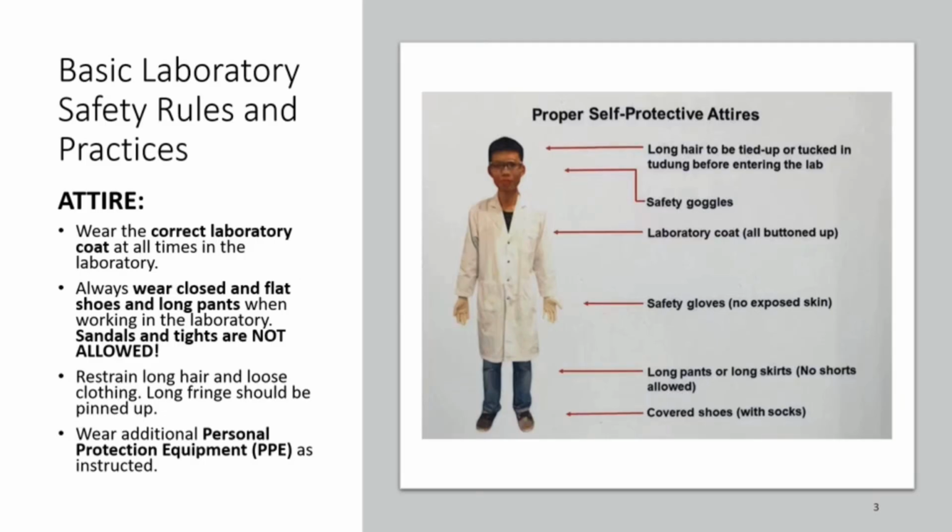Restrain long hair and loose clothing. Long fringe should be pinned up. This is because they may get caught in fire or tangled with the instruments and cause danger. You should also wear additional personal protection equipment as instructed, for example, goggles, gloves, or thermal gloves when handling hot objects. The picture on the right-hand side shows an example of the proper attire. You will also be seeing this picture pasted onto the doors of the various laboratories as a reminder.